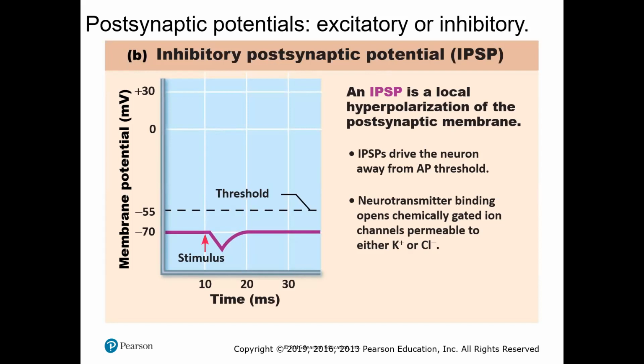With an inhibitory neurotransmitter, we drive the membrane charge further away from threshold, and we're less likely to hit threshold. So we can have an inhibitory response or we can have an excitatory response. It just depends on the neurotransmitter. It also depends on the receptors for the neurotransmitter.